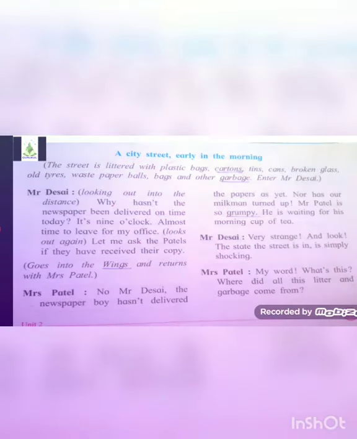Now here, let's understand the meaning of grumpy. Grumpy means easily annoyed and complaining. So Mrs. Patel tells Mr. Desai that they have not received the newspaper and also they have not received the milk. Early in the morning, Mr. Patel has the habit of having tea. So because there was no milk, Mrs. Patel could not make tea for Mr. Patel. Hence, Mr. Patel was very angry. Now, let's look at what the other person says.